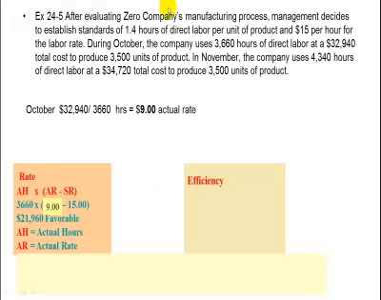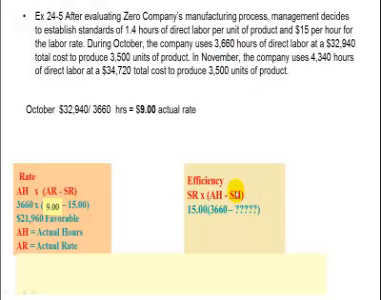The efficiency variance for labor is going to be the standard rate times the difference between the actual hours and the standard hours. Let's plug in what we know there. The standard rate is $15. It says direct labor rate was $15 per hour, so that's $15 there. The actual hours we had during this month was 3,660. We've gotten that before, but there it is. Actual hours of use is 3,660.